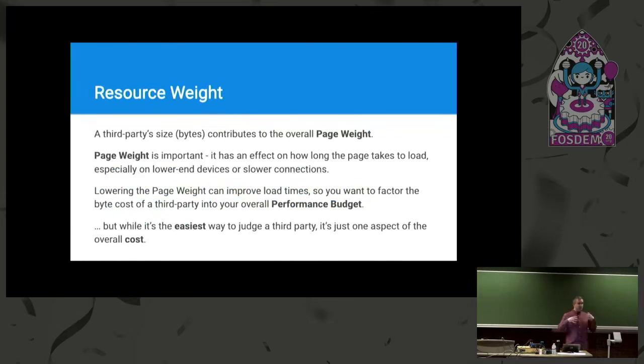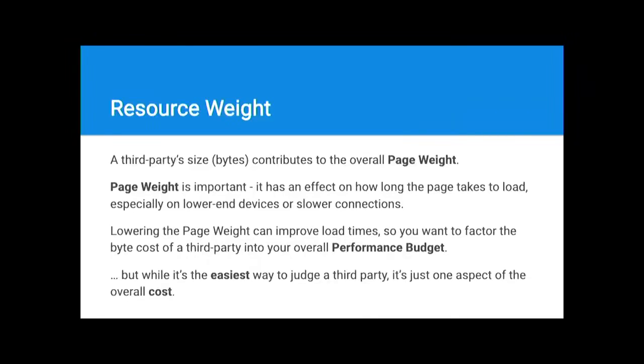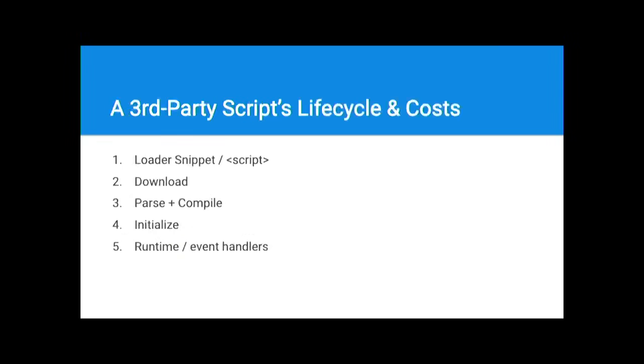Resource weight is the concept of the total byte size of your page. So this includes all your JavaScript, all your images, everything else that's required to build your website, right? And it's very important. Every single byte matters when you're trying to improve the performance of your page. And lowering the byte size of different libraries, choosing thinner libraries and stuff like that can really help your performance budget. And while judging a third party based on its size is probably one of the easiest ways, it's definitely only one aspect of it.